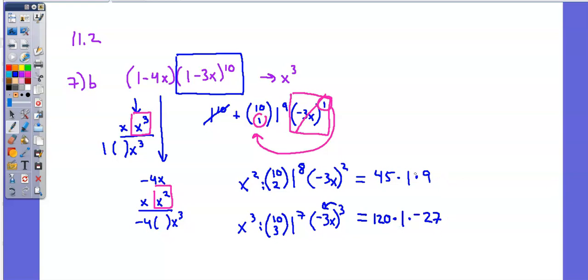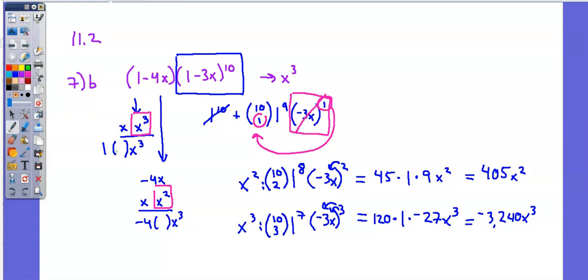And on each of these I'll put the x on as well. In the x squared term, that x squared becomes x squared, which is what I'm expecting. That's one of the terms I'm looking for. And then next, the x cubed is x cubed. And now I'll go ahead and simplify each of these. 405 x squared and negative 3,240 x cubed.